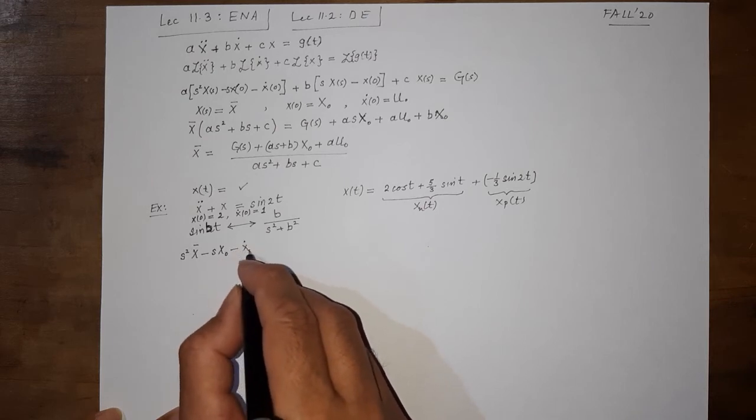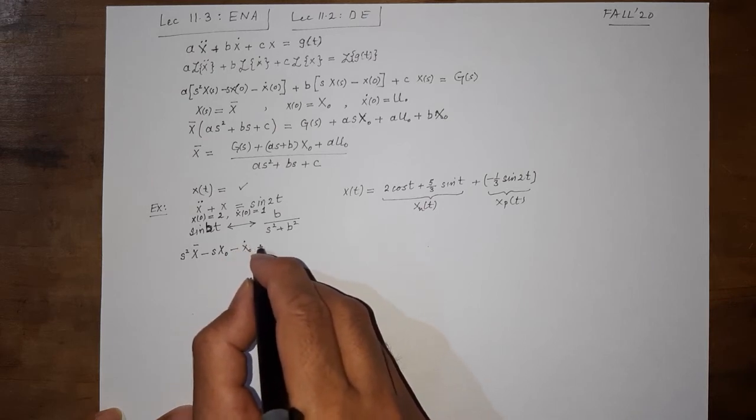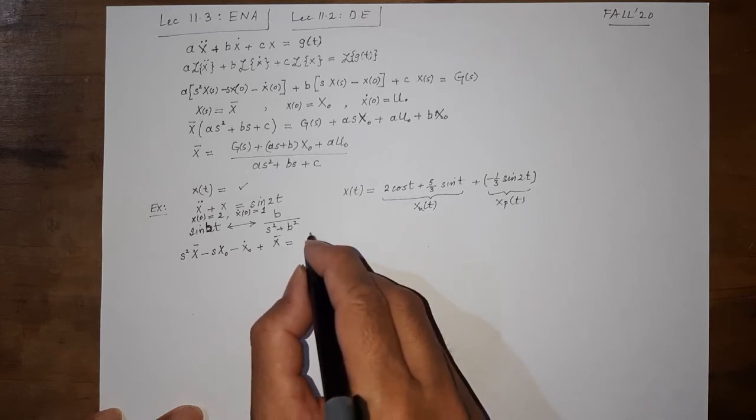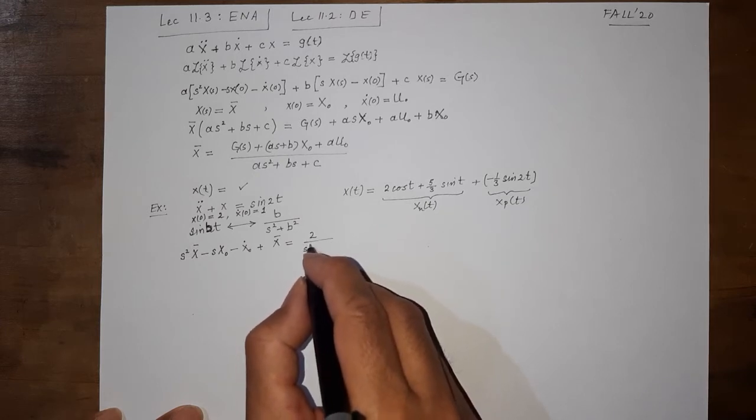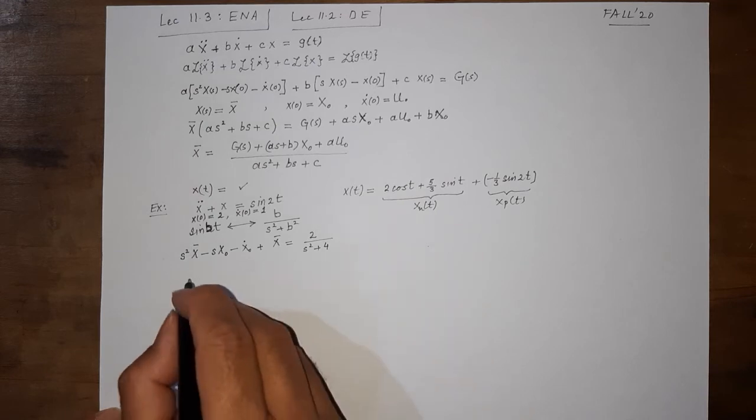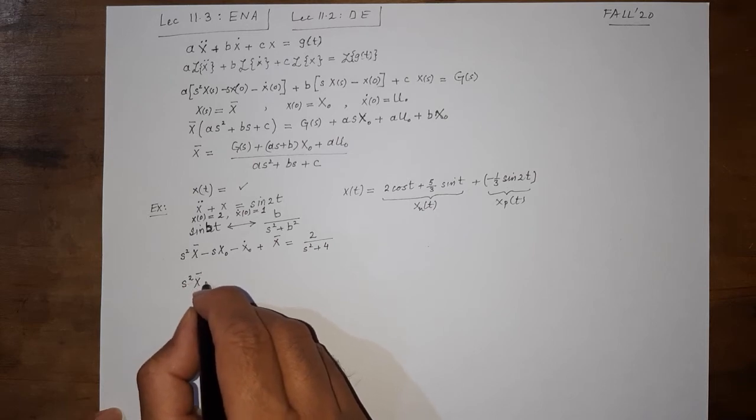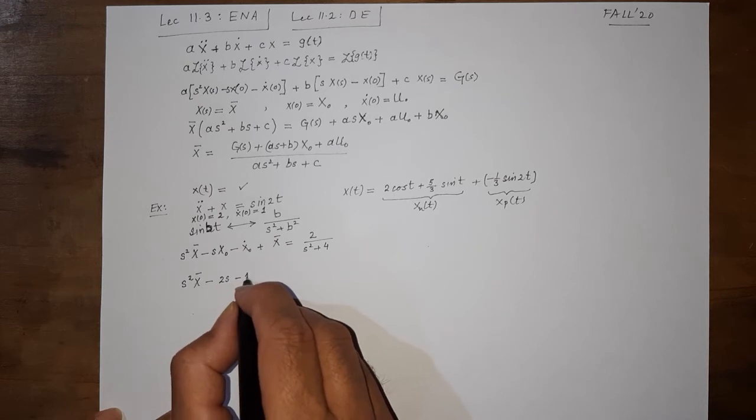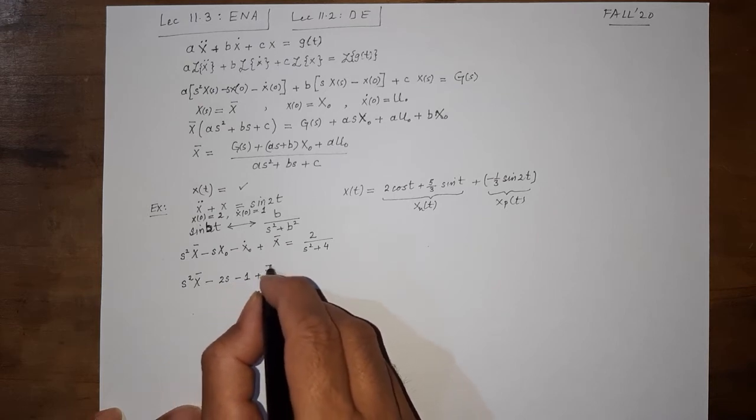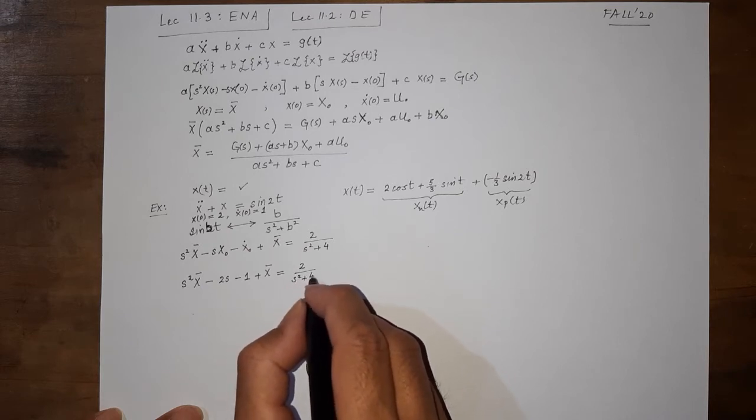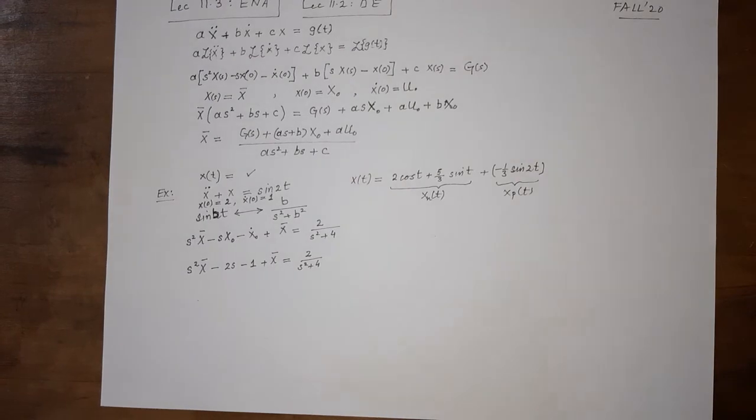Minus x dot of 0 plus x bar is equal to 2 over s square plus 4, and there is no t here now. So the equation once again is s square x bar minus s into 2 minus 1 plus x bar is equal to 2 over s square plus 4.